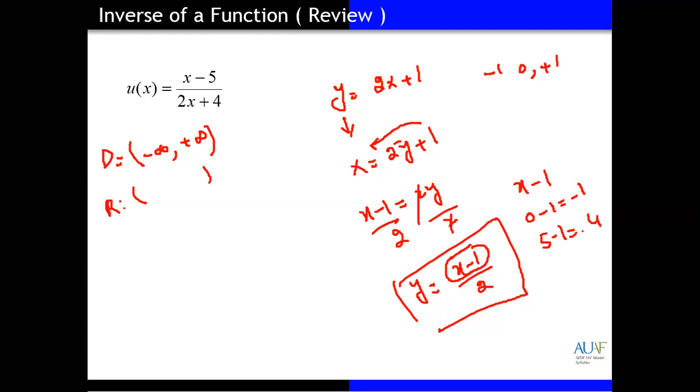4. You can give negative values like minus 5. So minus 5 minus 1 equal to minus 6. So all values are possible. The range of this function is again from minus infinity till plus infinity. This was an example of finding the range of a function. Clear, guys?